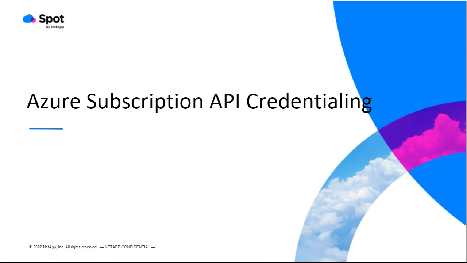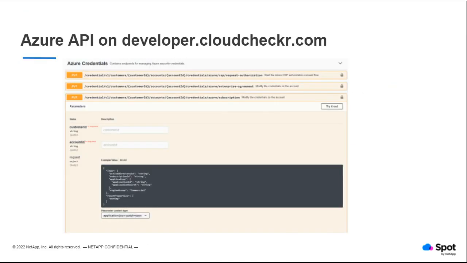So Azure subscription API credentialing is going to be very similar to how we do it with AWS. We're going to go through the same process that Jason had described, where we make sure that we've got the subscription ID, the Active Directory ID, the application ID, and the secret.